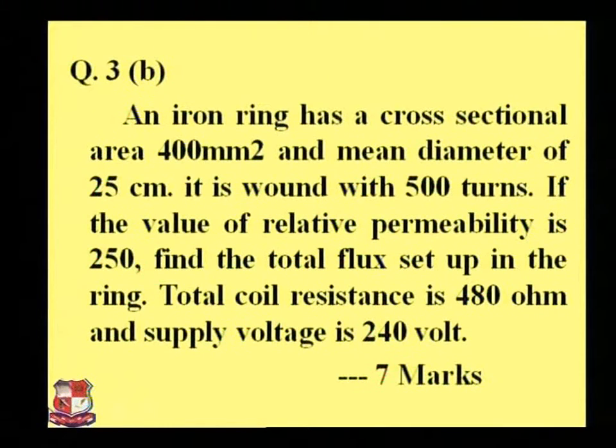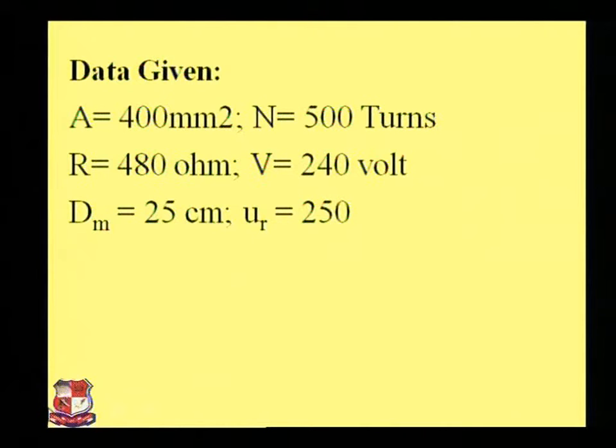First of all, our target is to find out the given parameters or the data. So first of all, that is A. There is 400 millimeter square, the cross sectional area. The N is the turns, that is 500 turns. Now R is the resistance, that is 480 ohm. V is the supply voltage, that is 250 voltage. Dm, that is 25 centimeter. Relative permeability, that is 250, which is unitless.